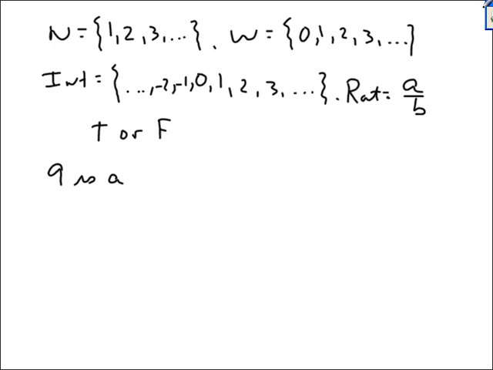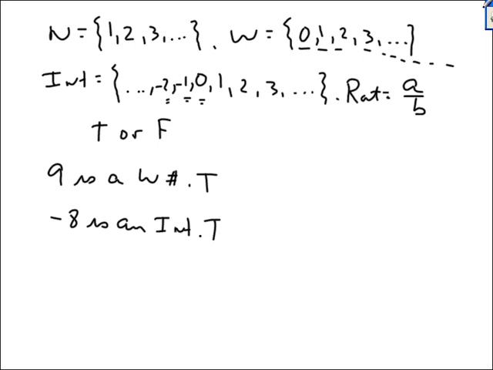9 is a whole number. The answer is true, because eventually you'll get to 9. 0, 1, 2, 3, 4, 5, 6, 7, 8, 9. Eventually you'll get to 9 when you go through the whole numbers. -8 is an integer. The answer is yes, this is true. 0, -1, -2, -3, -4, -5, -6, -7. Eventually, you'll get to -8.